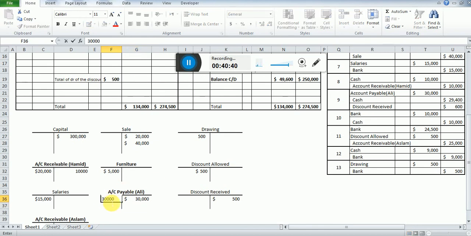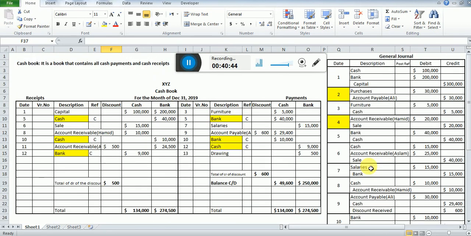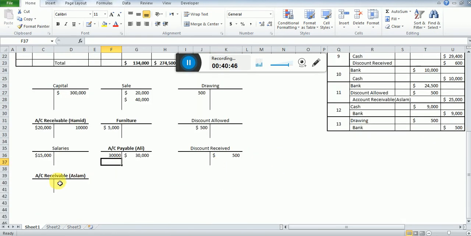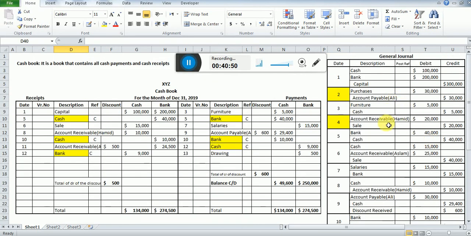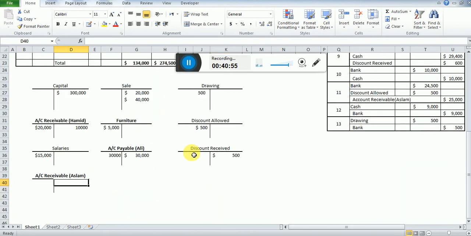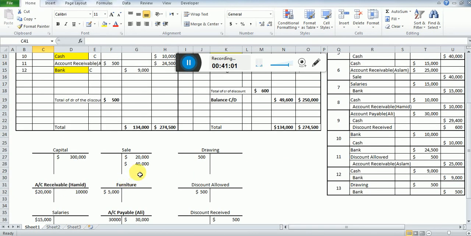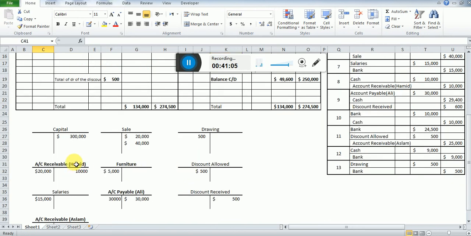Okay, finally, any other account left, that is the account receivable by the name of Aslam. So do we have any other account by the name of Aslam? Yes, debited $25,000. So the Aslam account is debited here $25,000. So dear students, you have learned how to post all the remaining values into their respective ledger accounts. Now how to balance them?